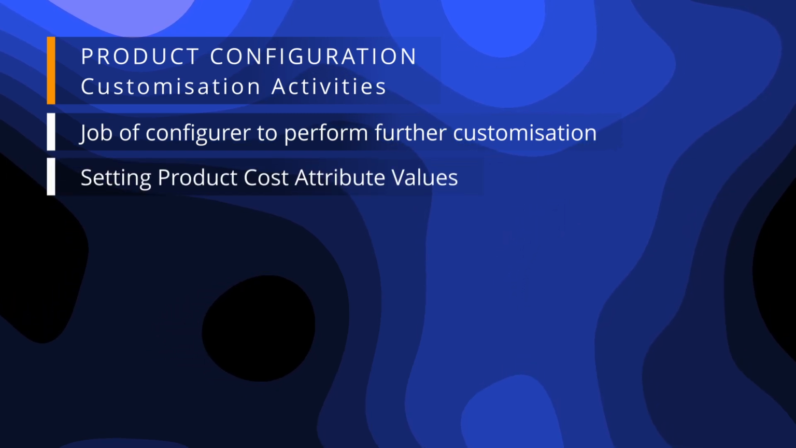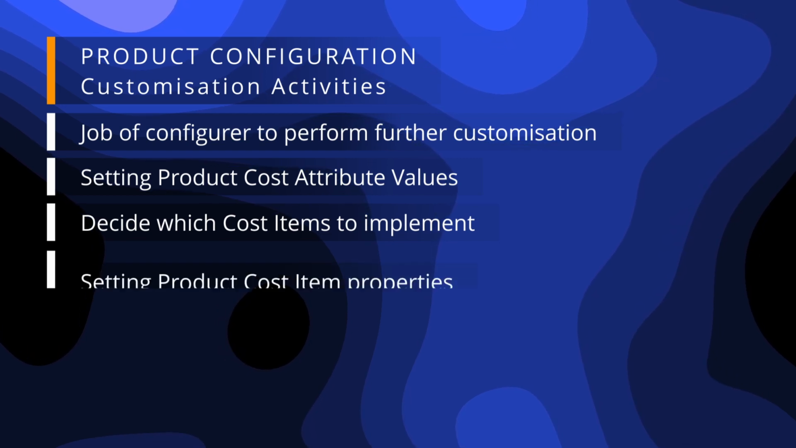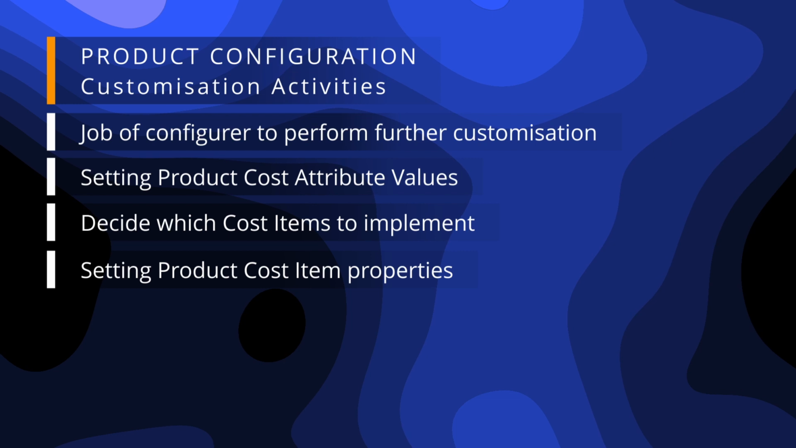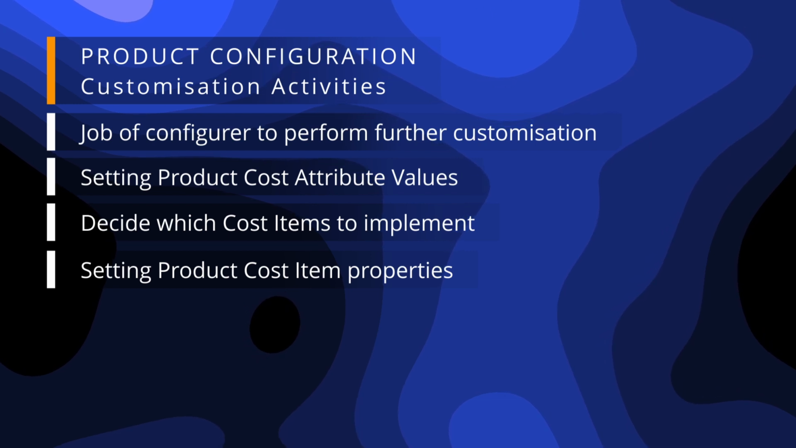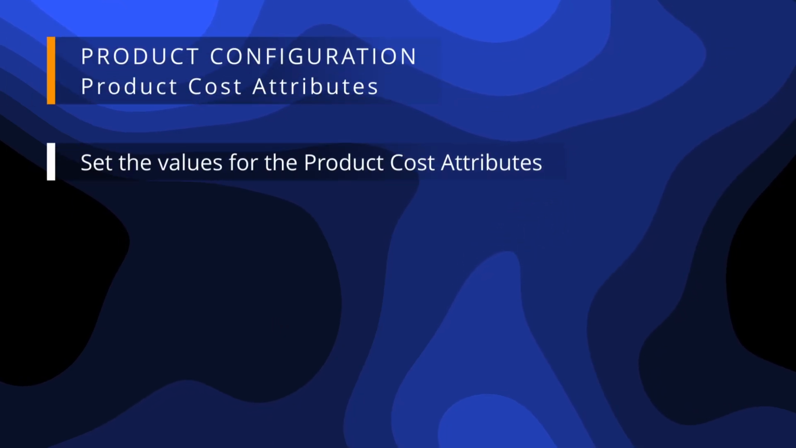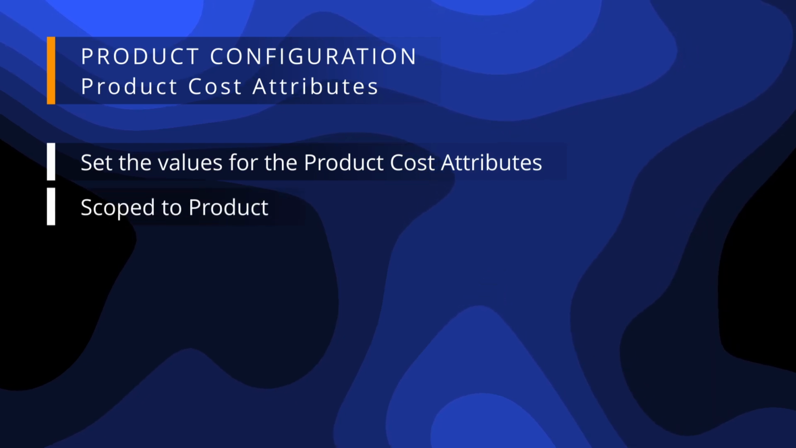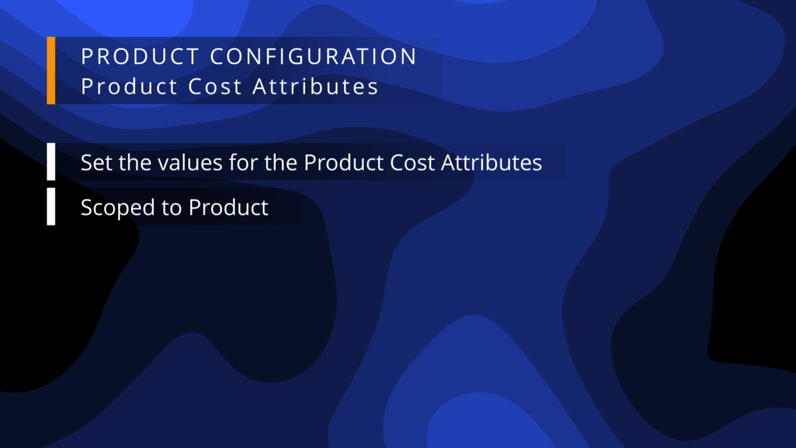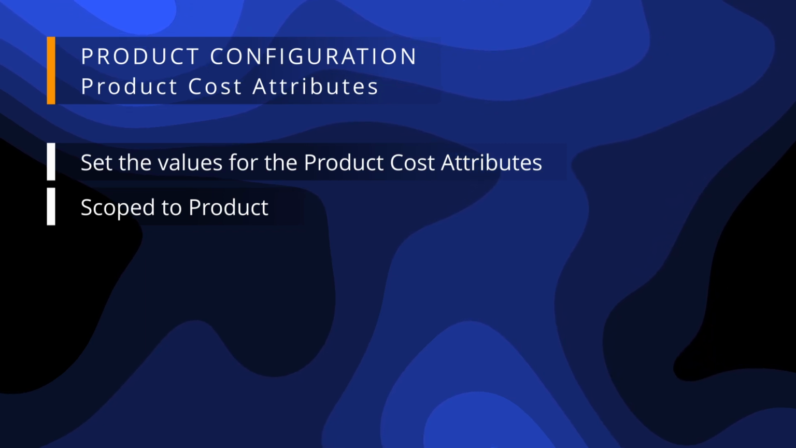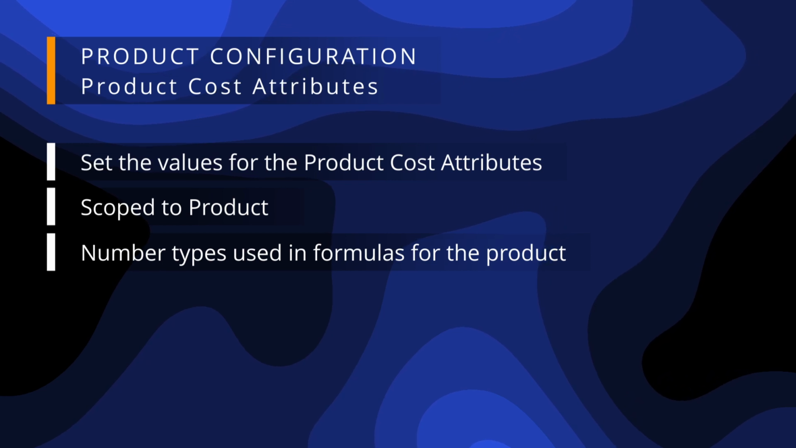Configuration involves three activities: setting product cost attribute values, deciding which cost items to implement, and setting product cost item properties. Let's discuss each of these activities in turn. Once a product has been added to the agreement, your first job will be to set the values for the product cost attributes. These attributes usually require information specific and global to the product, such as its part number or number attributes used in the formulas.